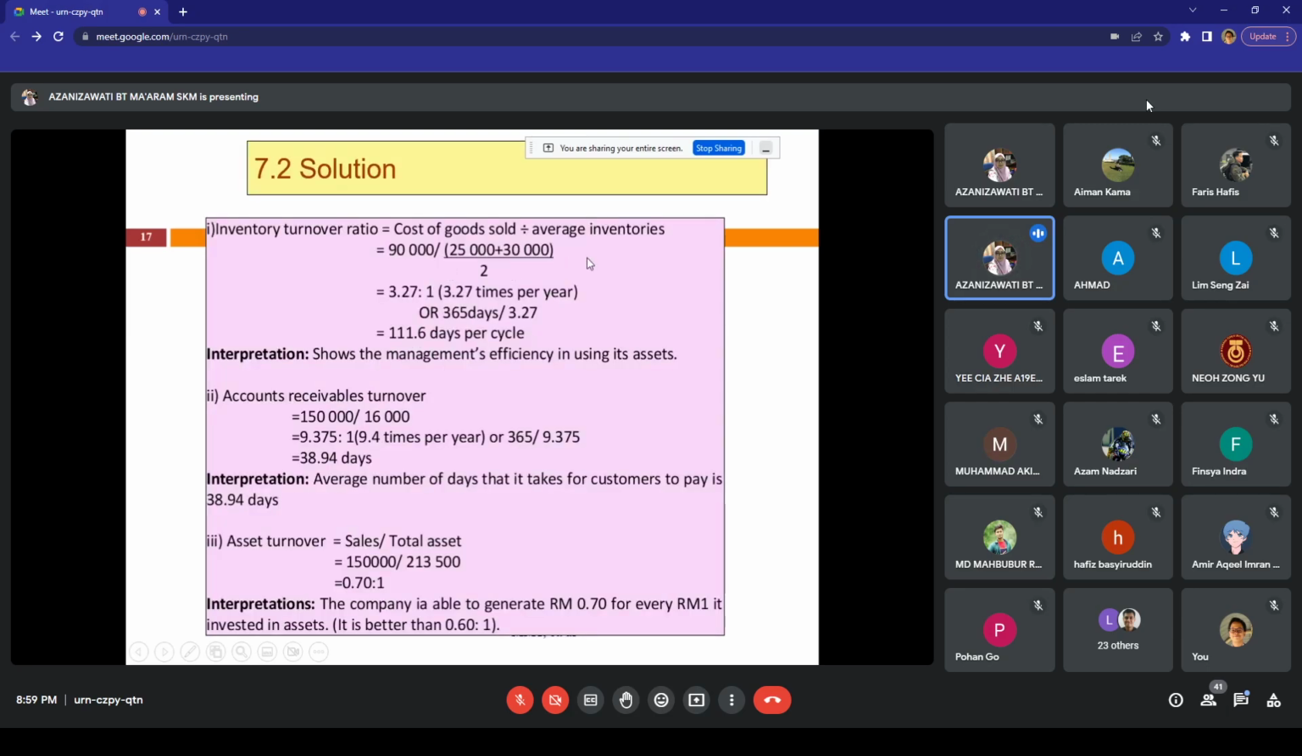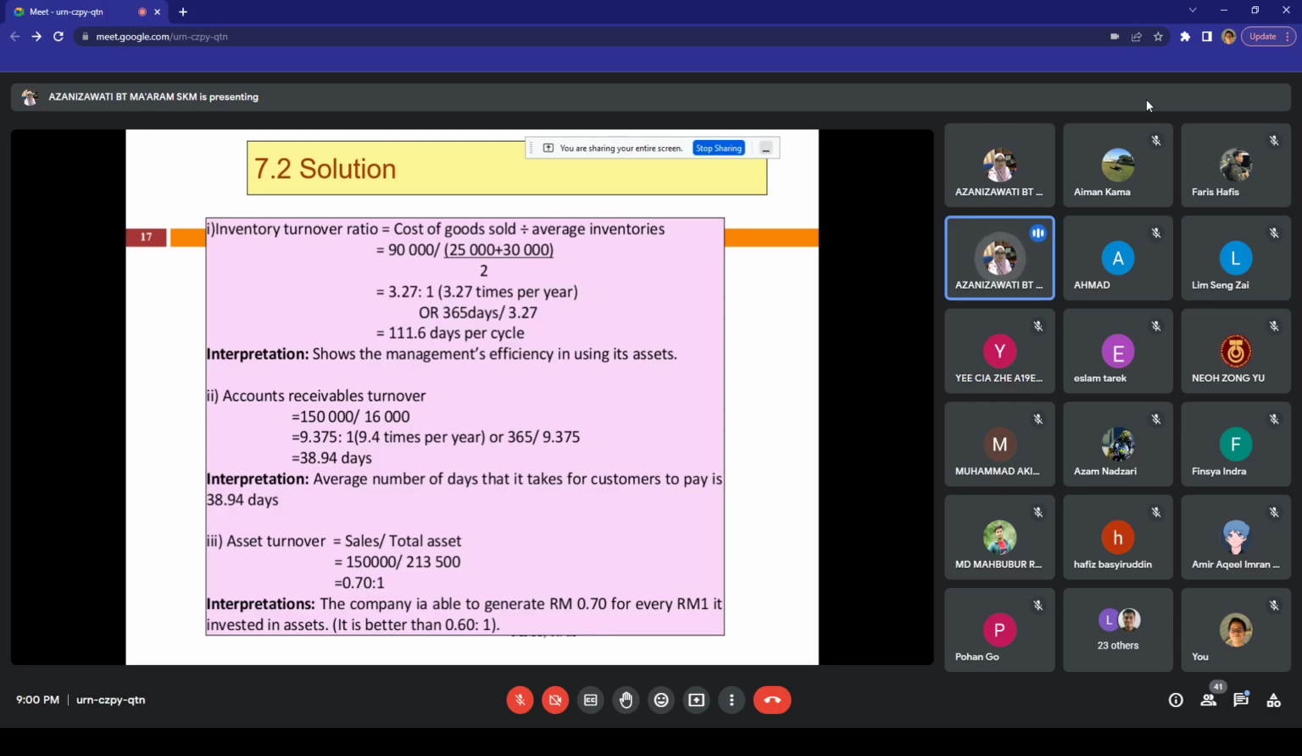Okay, because average inventory, you have to refer back to your industrial engineering, where average inventory is always Q per 2. So Q means the beginning stock minus with the end stock. So divide by 2. Okay. So this one you get 3.27 to 1, meaning the inventory turnover ratio is 3.27 times per year.